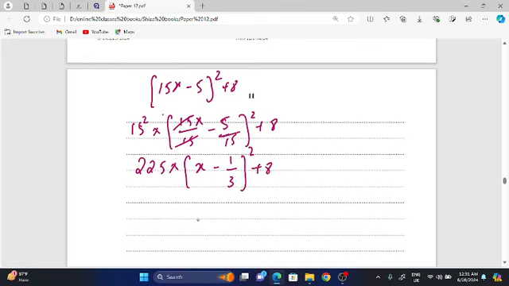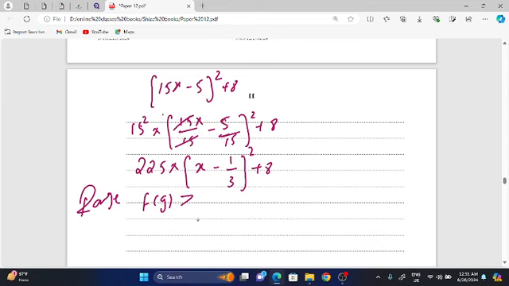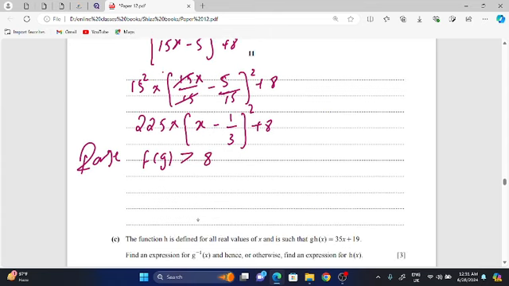So you can write the range of f of g. The range of f of g would be greater than or equal to 8, meaning greater than or equal to the value of k. So the f of g range would be greater than or equal to k, because something non-negative is added to the value of k, so its range would be greater than or equal to k.